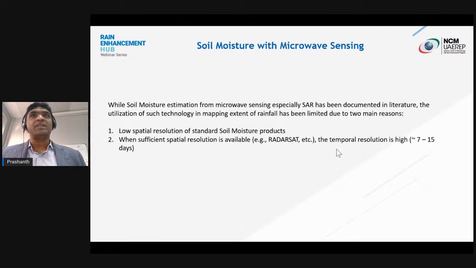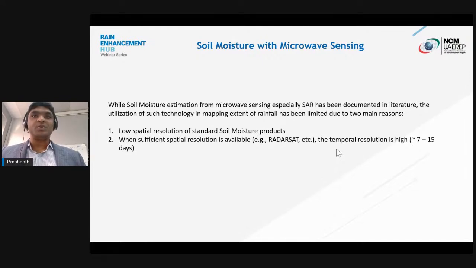of two reasons. Most of these standardized products that are available are low spatial resolution, because they're primarily coming from radiometer-based products. And the radar-based products have insufficient temporal resolution, because most of these high-resolution radars are in low Earth orbit, which means that the revisit period for any satellite to come back to the same location is around 7 to 15 days, for getting the resolution we need. So because of this, this was not actively used in a lot of rainfall assessment applications.